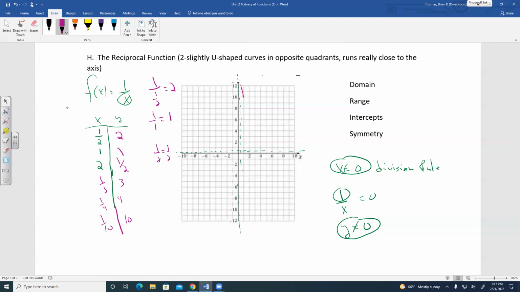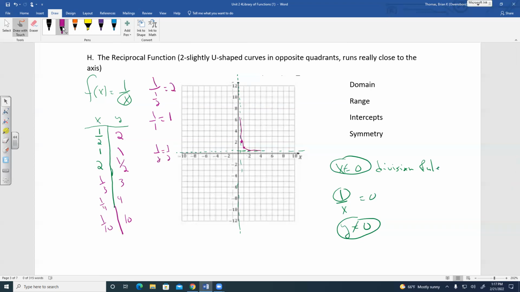So (1/2, 2) would be here. (1, 1) is going to be here. And (2, 1/2). So this graph is going to kind of take on this slightly U-shaped curve. So if I can try to do that. So it's going to kind of take on this look here.